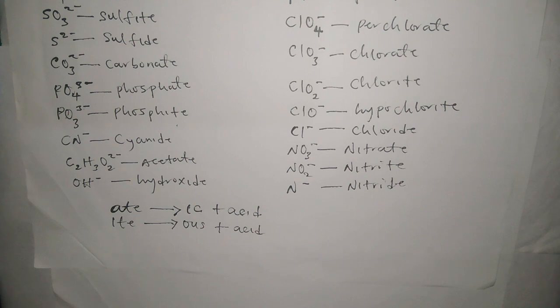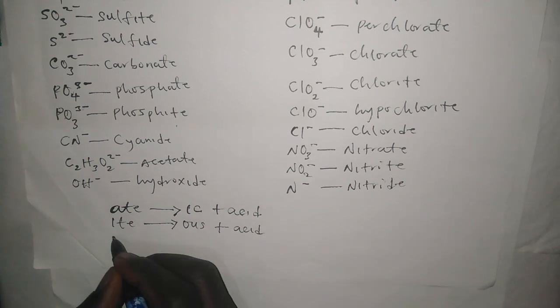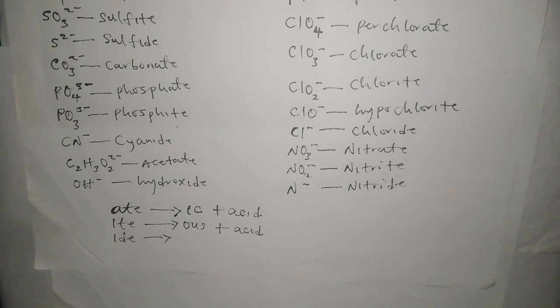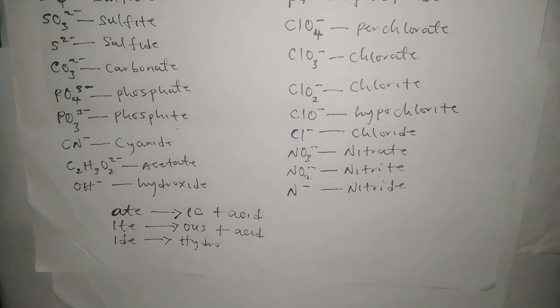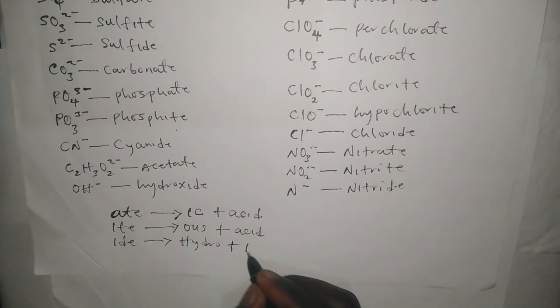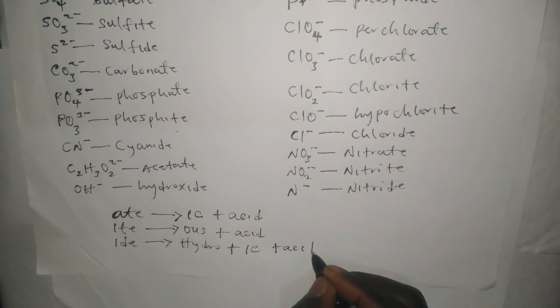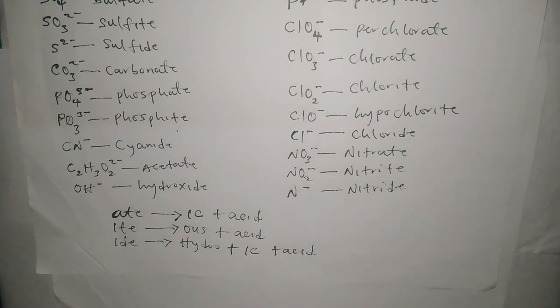If the acid contains a monoatomic ion which ends with IDE, then you first of all add a prefix of hydro, then you replace this IDE with a suffix of IC, then you add acid. So now let's take some few examples. How do you name this particular acid?